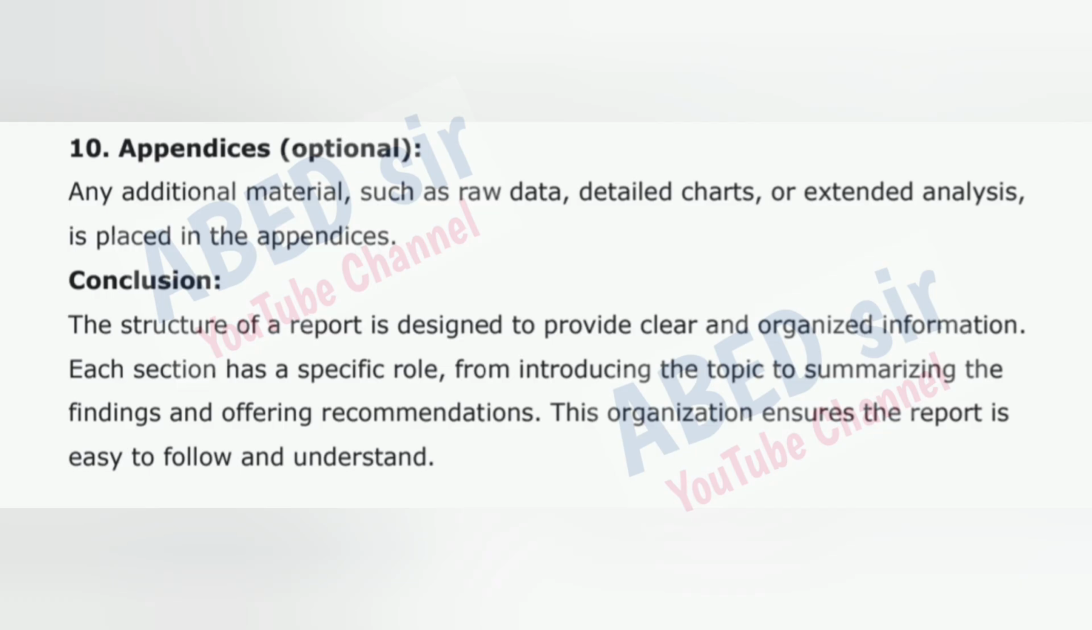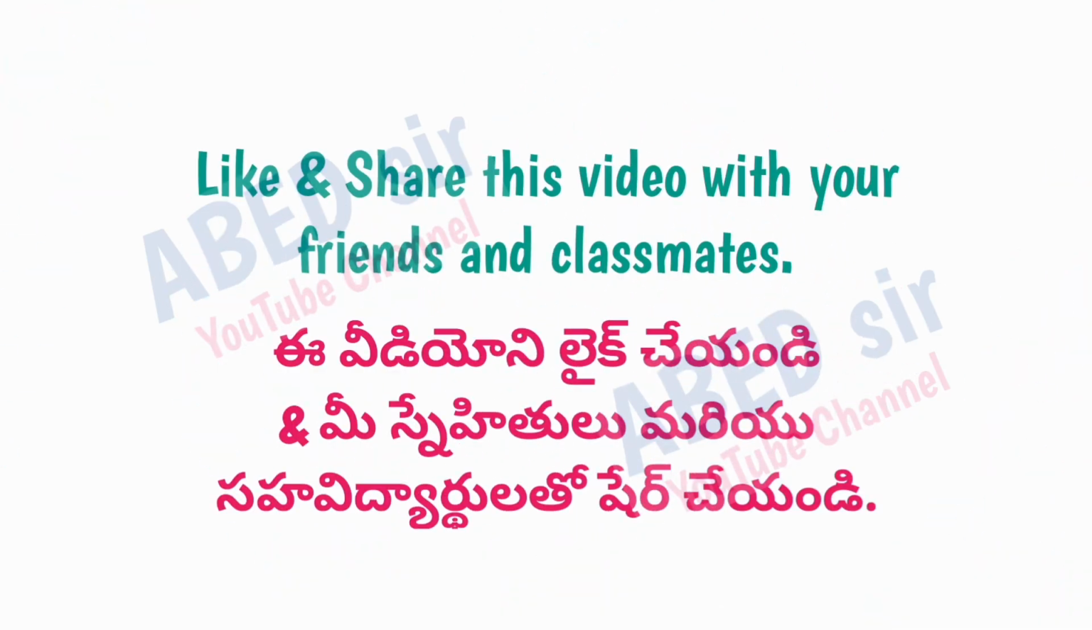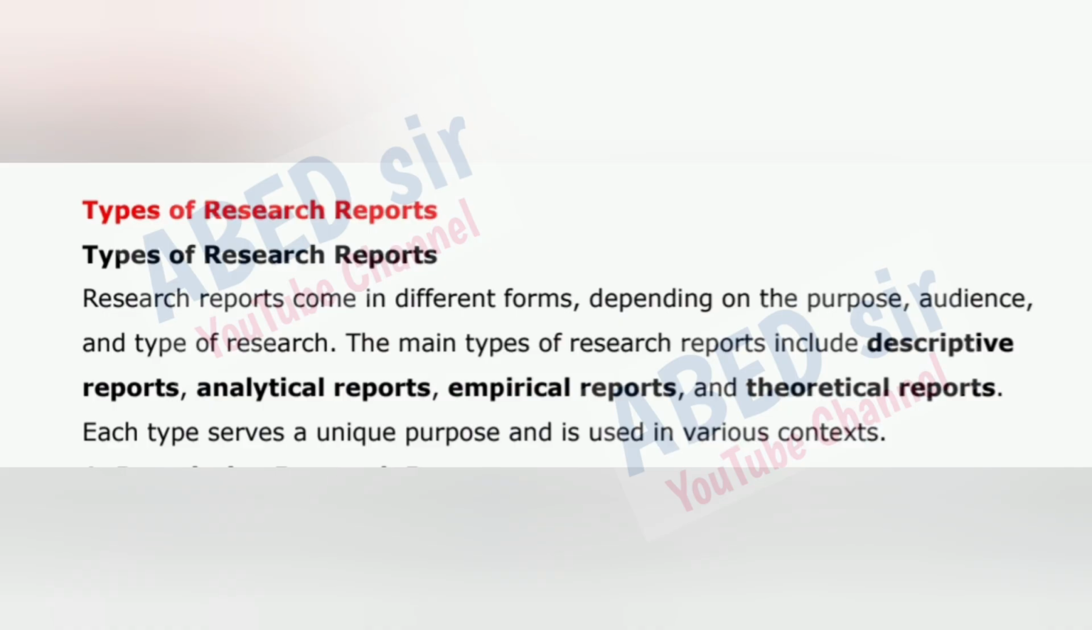Conclusion. The structure of a report is designed to provide clear and organized information. Each section has a specific role, from introducing the topic to summarizing the findings and offering recommendations. This organization ensures the report is easy to follow and understand. Next important long question is types of research reports.